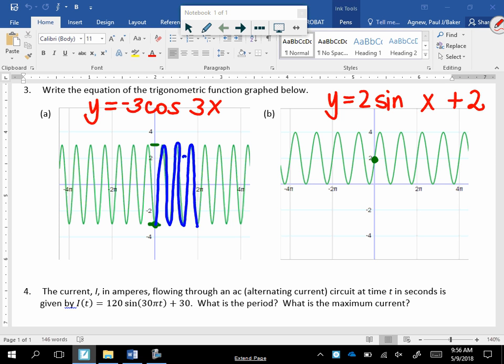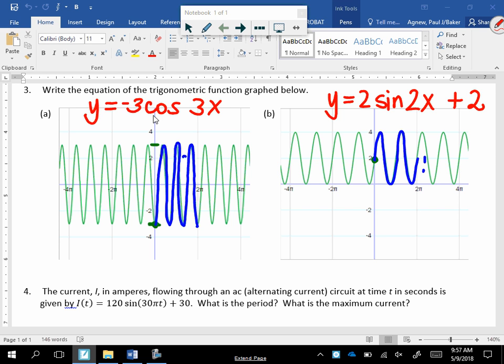And then to determine b, we'll count the number of cycles between 0 and 2 pi. So I'm going to start here where it crosses the y-axis. There's one cycle. There's another cycle. So how many cycles do we have? So this is 2 sine of 2x plus 2. Everybody good on 3a and 3b?